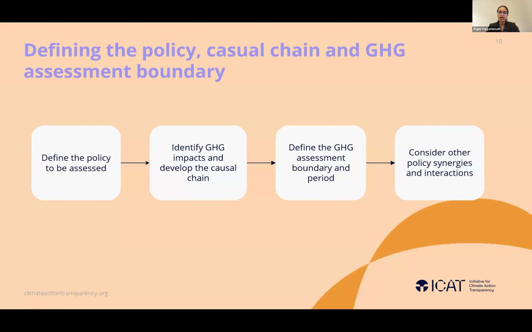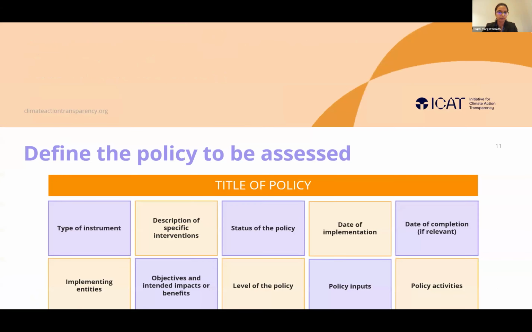The methodology also guides users in defining the appropriate assessment boundary and time frame, including whether the assessment will be ex post, ex ante, or whether you want to estimate the impacts beforehand or to assess actual impacts that have been achieved after the policy has been implemented. Finally, it will look at how the policy interacts with other policies and measures, including synergies and trade-offs. So this is important because these interactions can influence not only GHG outcomes, but also sustainable development objectives and broader transformational change. And in the next few slides, we will take a brief look at these shortly.